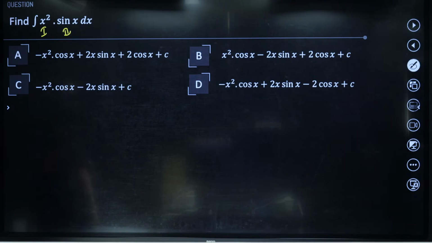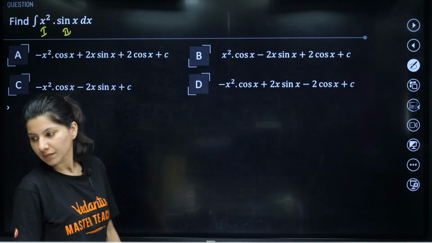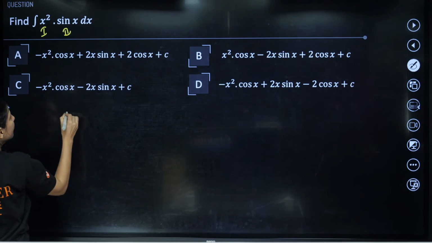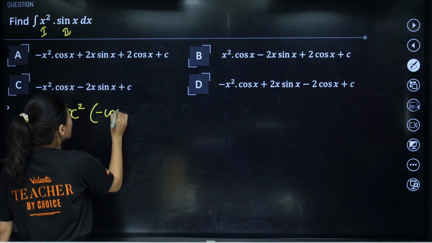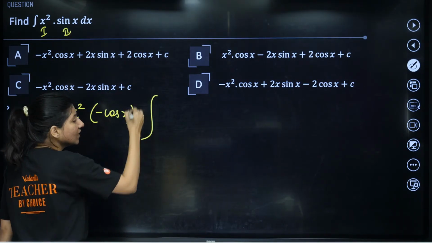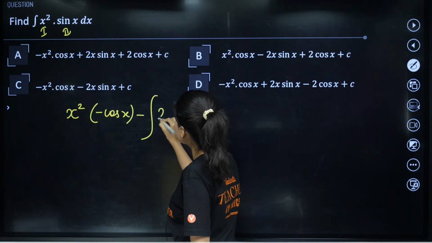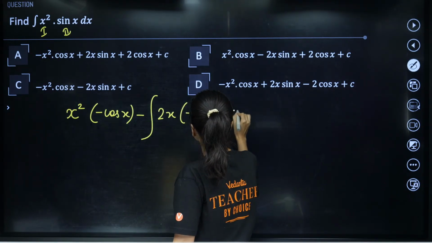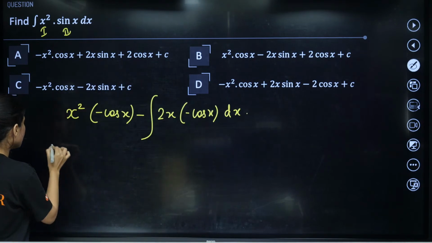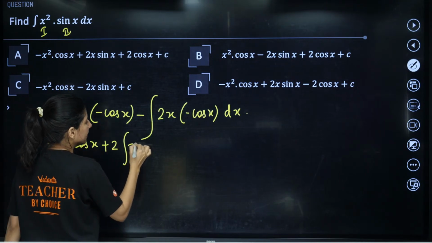So what is the formula? First function constant, integration of sin x is minus cos x, minus integral of derivative of first function. The derivative of first is 2x and the integral of second is minus cos x dx. So this is going to become minus x square cos x, minus minus plus, 2 integral of x cos x dx.